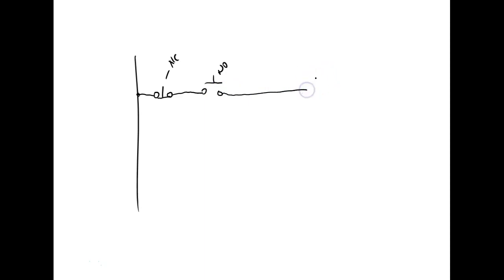And then I would come over here and I'm going to put a relay coil. And I'm going to give it a name. Then I can put the contacts that are controlled by that relay. What I would do is I would give it the same name. And this would be relay logic.